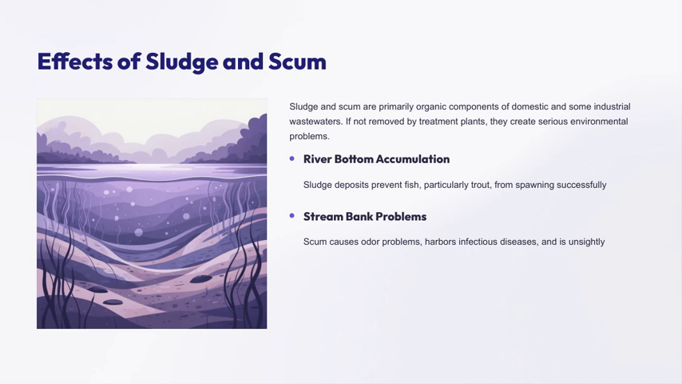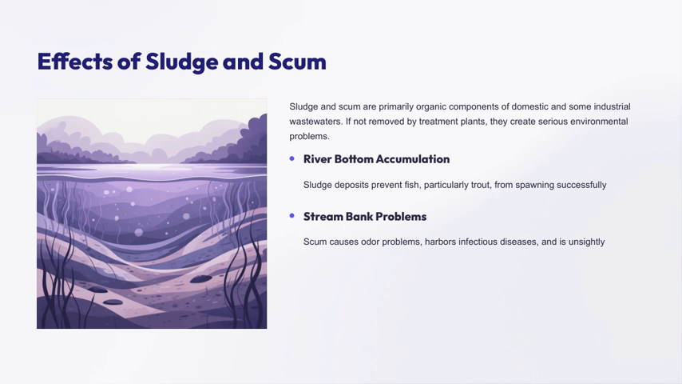Starting with river bottom accumulation, when sludge deposits settle at the bottom, they can block fish, especially species like trout, from spawning successfully. This disrupts the natural reproductive cycle and harms the aquatic ecosystem.